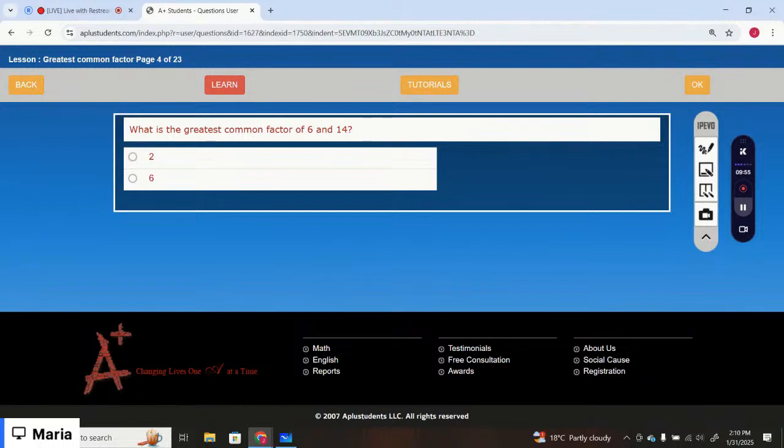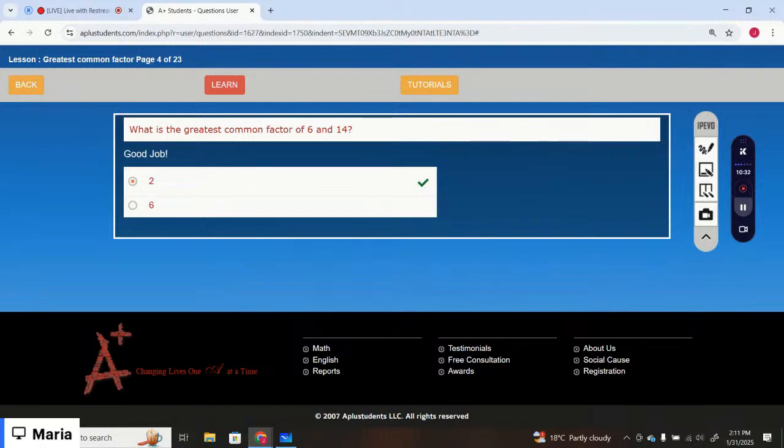What is the greatest common factor of 6 and 14? Which is the correct option? The correct option is 2. The greatest common factor of 6 and 14 is 2.